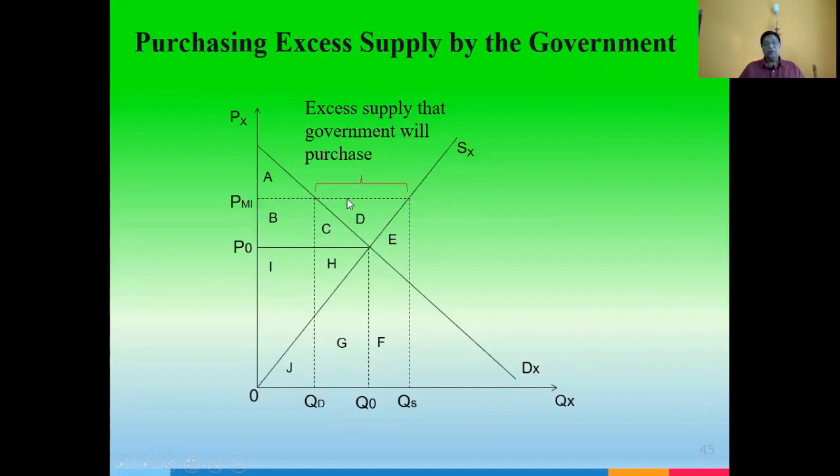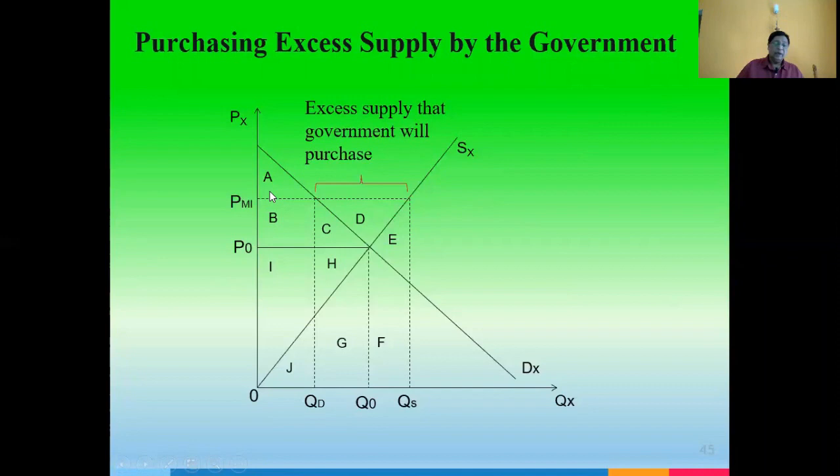Then up to this unit, the total cost of purchasing excess supply by the government is given by the area of this, that is C, D, E, F, G, H. That is the cost for the government to purchase excess supply. I would like to repeat, government cost is given by the area of D, E, F, G, H, C.